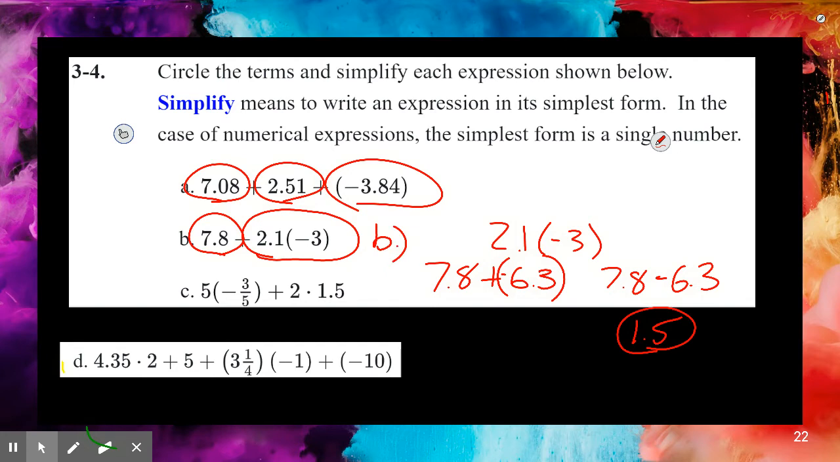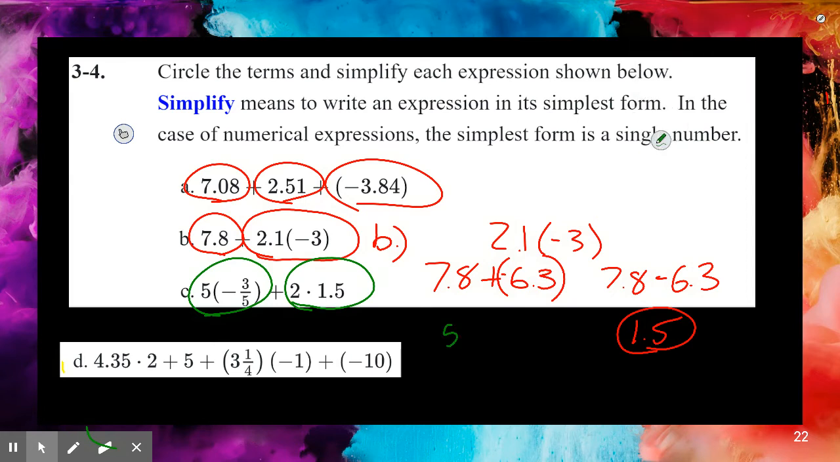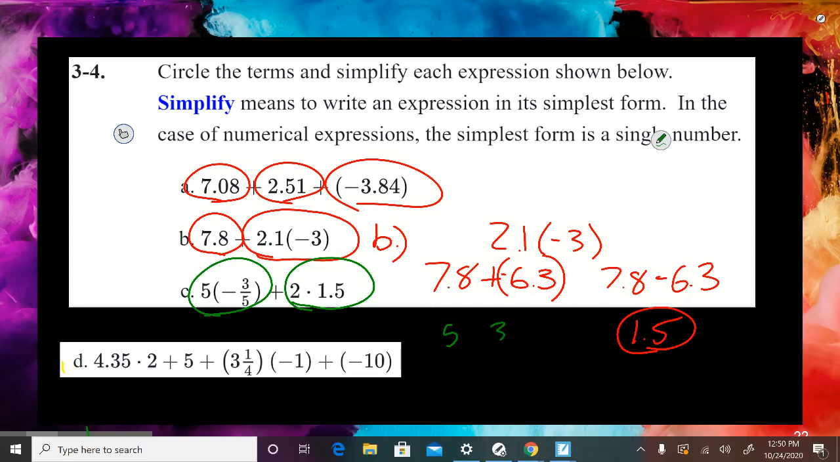For C, we're going to do this first term here, and then we have another term here. All right, they both don't stand alone. So if we're doing 5 multiplied by a number, in this case, times negative 3 over 5, we could write that 5 as 5 over 1. And then we can just multiply across the top and multiply across the bottom. So if we do 5 times 3 up top, that's going to give us 15 over 5. We can simplify that. 15 divided by 5 is 3.